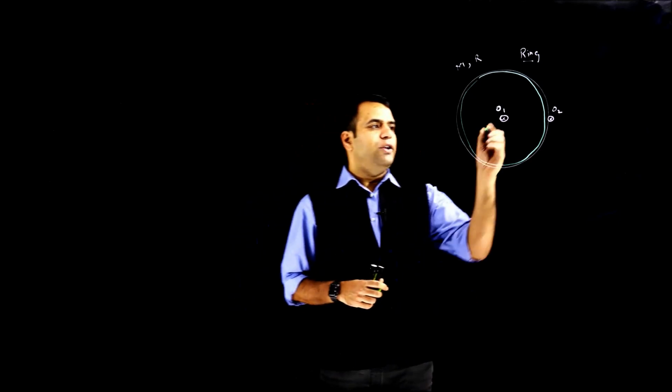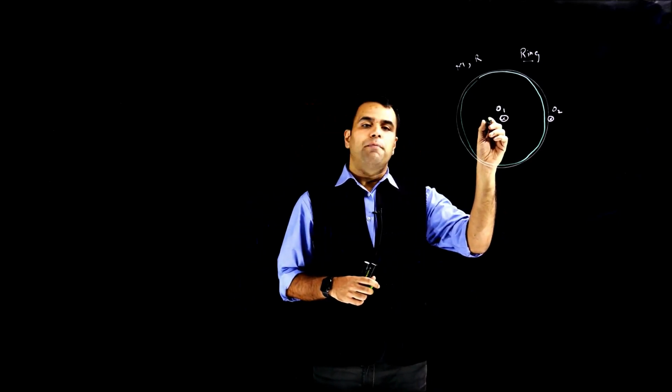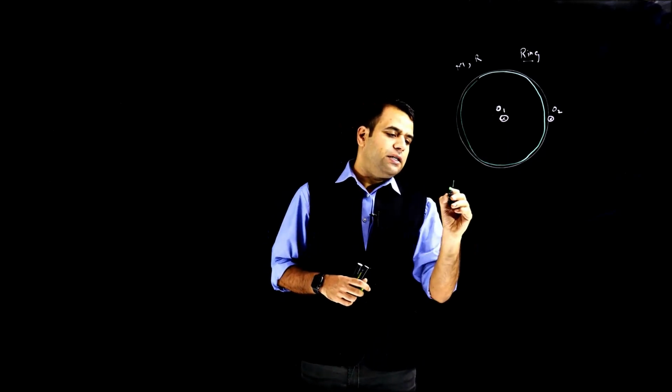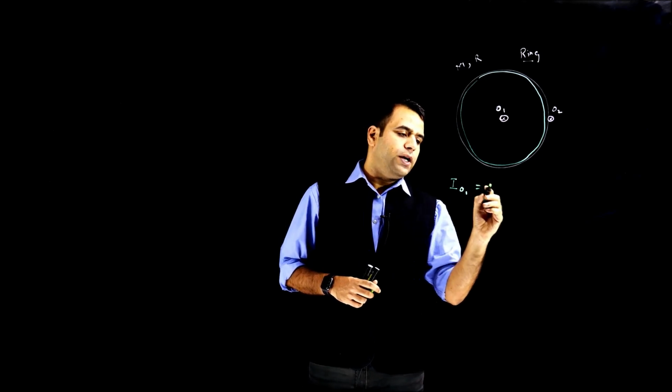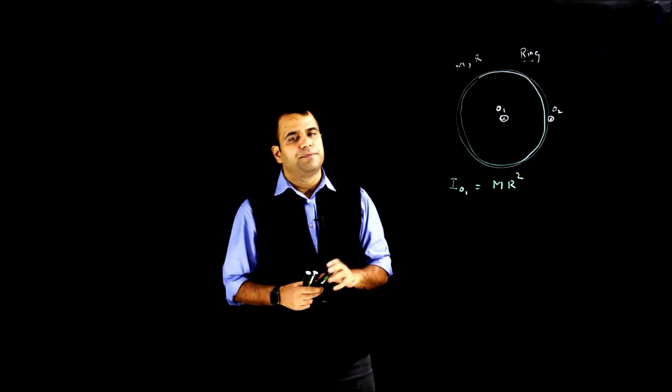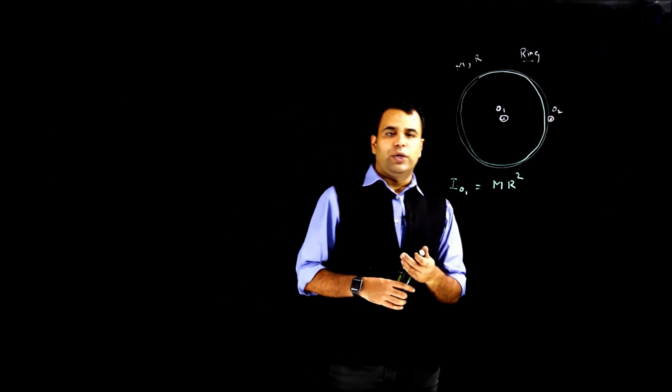So, in case of a ring, we know the moment of inertia about the axis passing through the center of mass, perpendicular to the ring. So, the moment of inertia of the ring about O1 formula is m r square. This is the formula. We did the derivation, we know that.